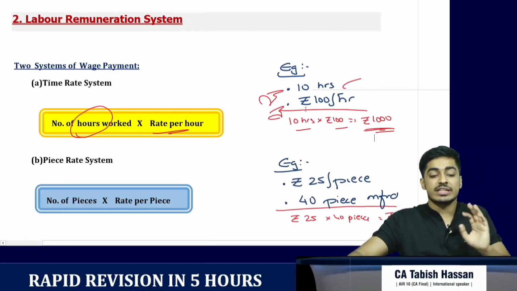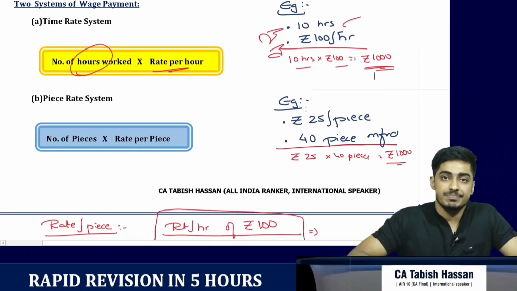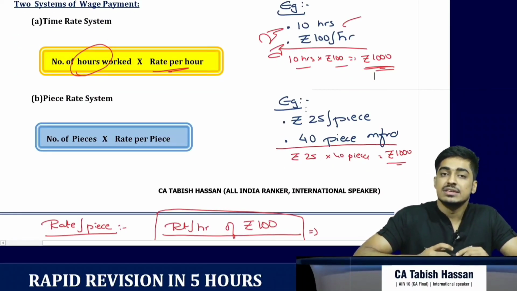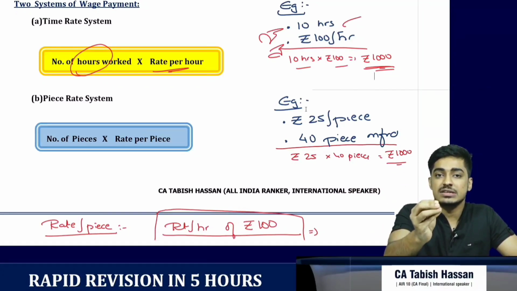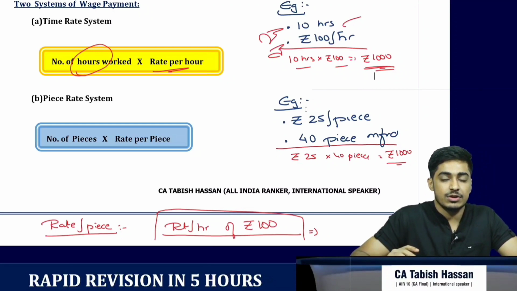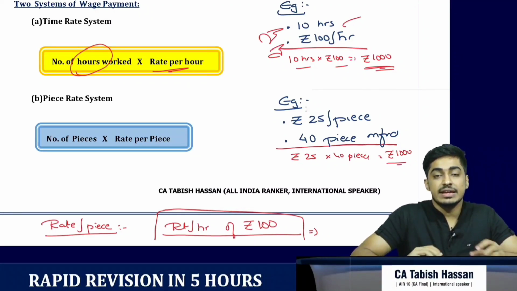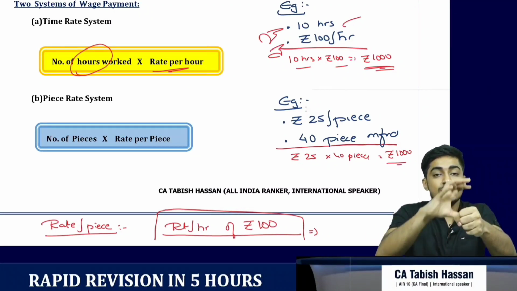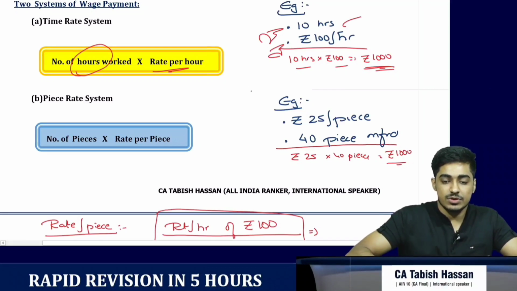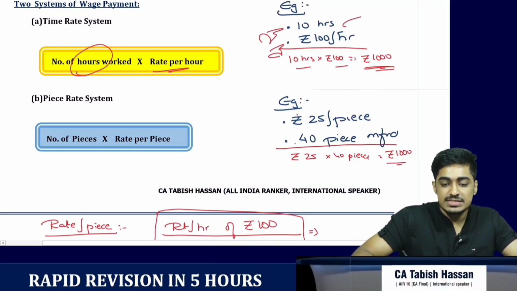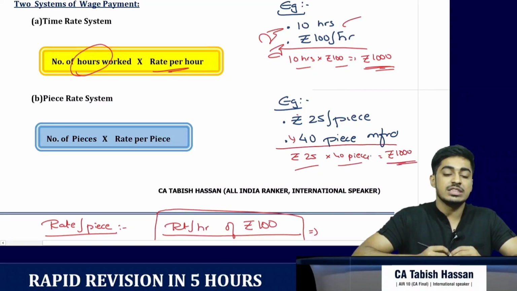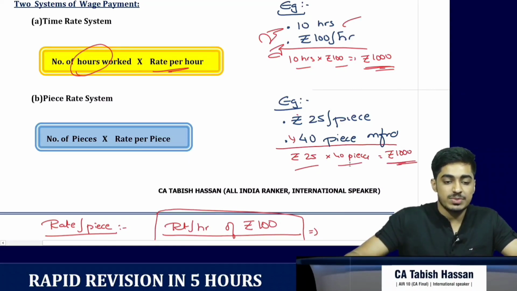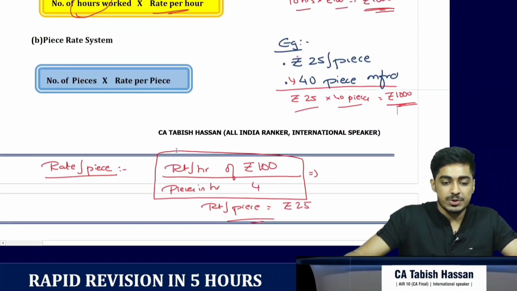And then we also have another method, that is the piece rate system. What does it tell? It tells, see, how many hours you work does not matter, but how many units you manufactured. Based on that, we are going to make payment. So how do we get the wage payment? It is number of units manufactured into rate per unit manufactured. So if it is 25 per piece and 40 pieces have been manufactured, it is 25 per piece into 40. This is again 1000 rupees. So the formula is number of pieces manufactured into rate per piece.